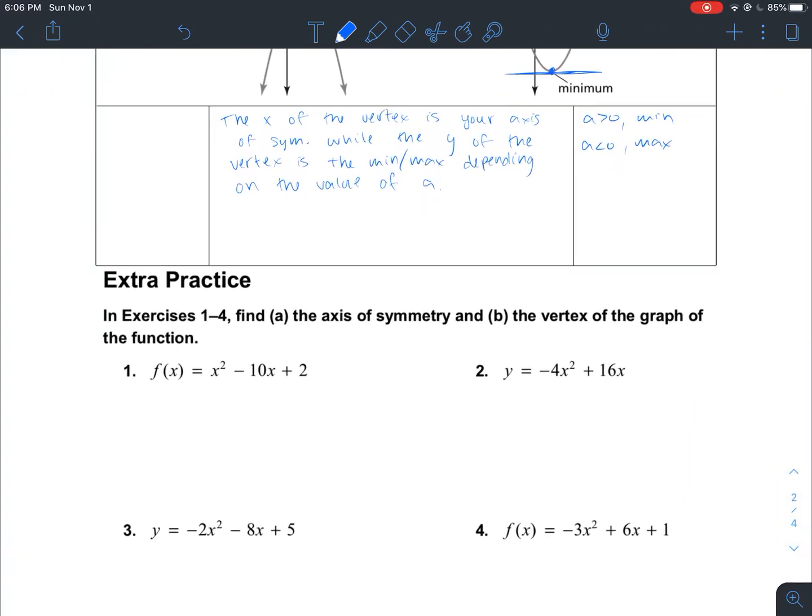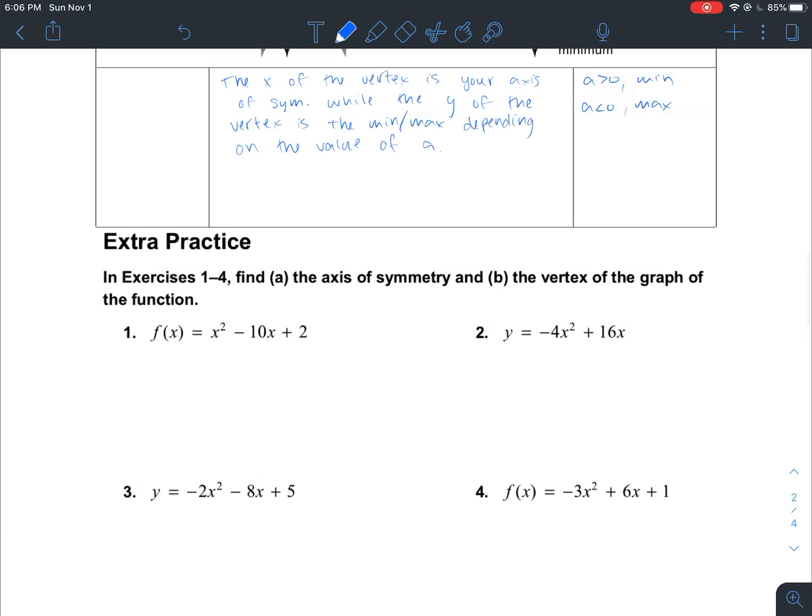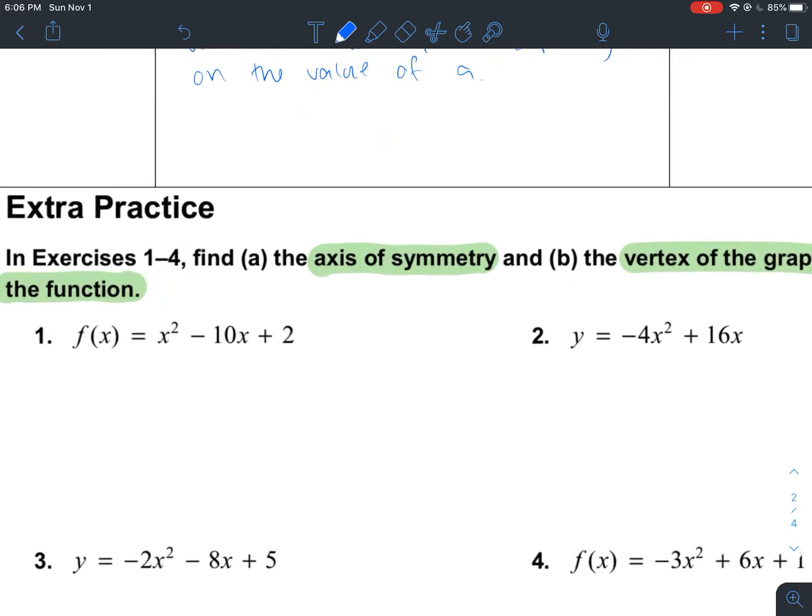So let's do some extra practice problems. It says in exercises 1 through 4, find the axis of symmetry and the vertex of the graph of the function. Okay, so to find the axis of symmetry, there's an equation. The axis of symmetry is x is equal to negative b divided by 2a.